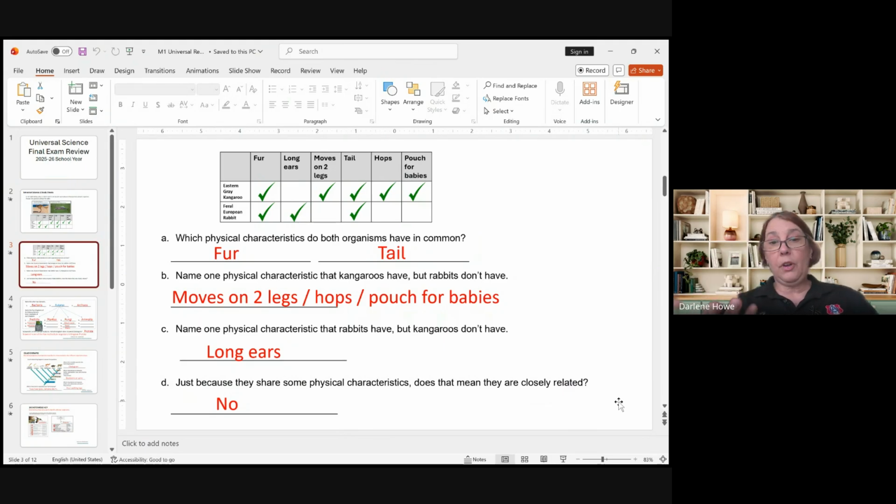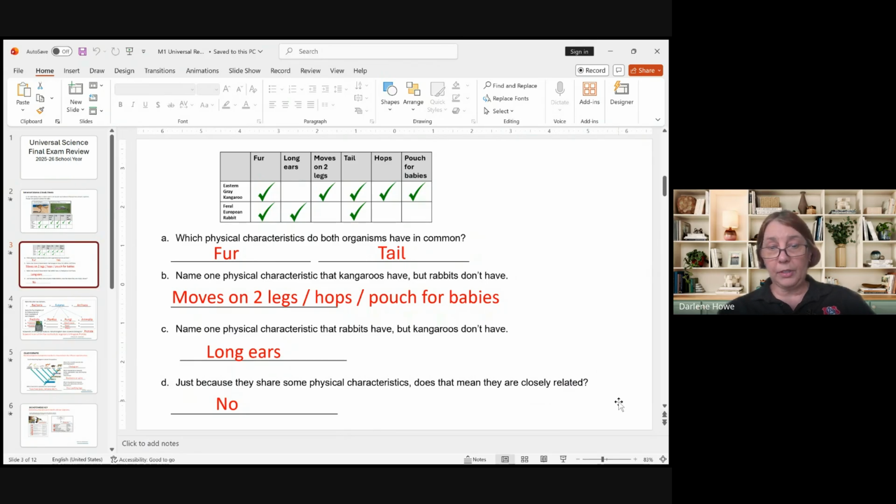Okay, so we've got the table that we worked on. Which physical characteristics do both organisms have in common? So you look on your little chart and you see that they both have fur, they both have a tail. Okay, it's that easy. You look at the check marks. And then name one physical characteristic that kangaroos have but rabbits don't have. Well, you've got three of them to choose from. So they are moves on two legs, hops, or has a pouch for babies. Okay, so you just look in your table and you see where the check marks are on the kangaroo side but not on the rabbit side. There you go.